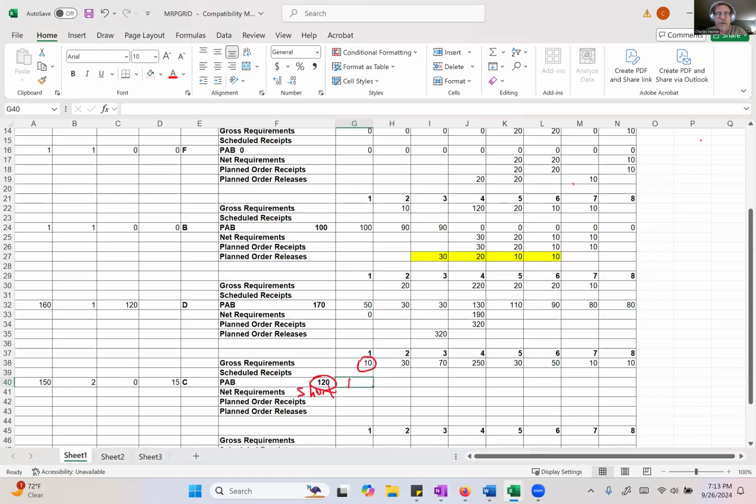So I have, oops, let's do it this way. Let me type it in there. I'm sorry. We have 110 left over. Okay. Now, can we sell all 110? Absolutely. But when we sell 95 of them, then we're bumping up against the safety stock.